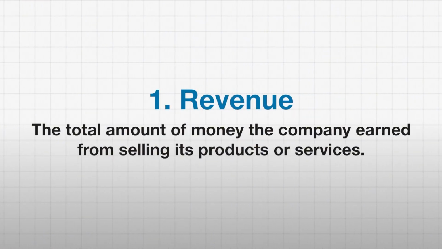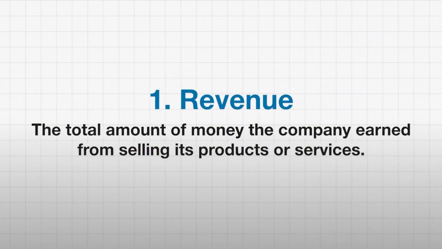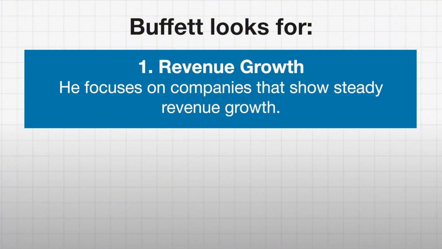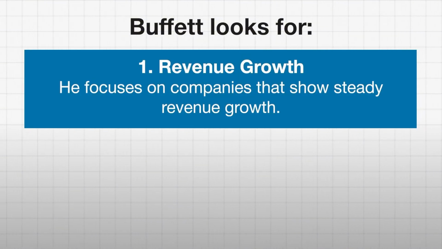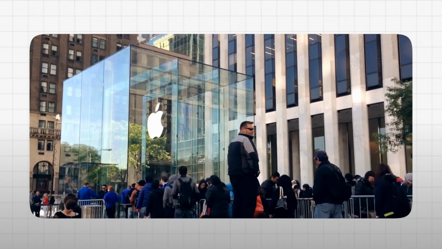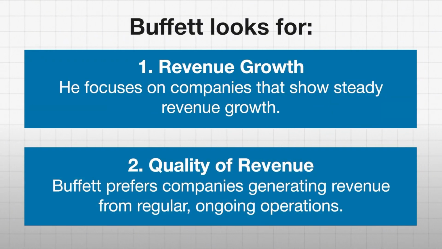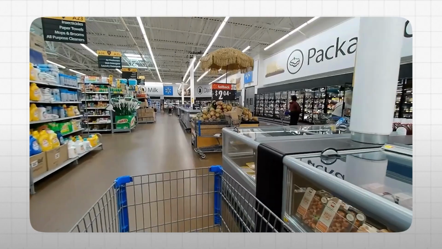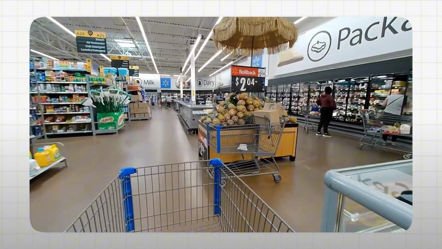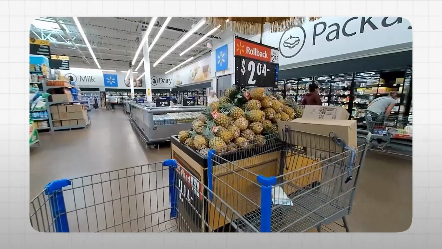The first item on the income statement is revenue, which is the total amount of money the company earned from selling its products or services. Buffett looks for, first, revenue growth. He focuses on companies that show steady revenue growth, as this shows their products or services are in demand and that the company is expanding. Second, quality of revenue. Buffett prefers companies generating revenue from regular, ongoing operations. He thinks that if revenue mainly comes from one-time sales or selling assets, it might not reflect true business growth.